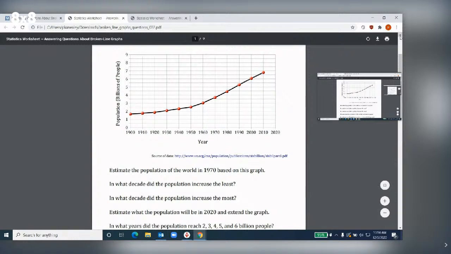Okay. So what I'll do, you guys, I'll go ahead and post another one of these broken line graphs so you can practice, and we'll pick this up again. We'll do these broken line graphs for a couple days, just like we did the picture graphs for a couple days.